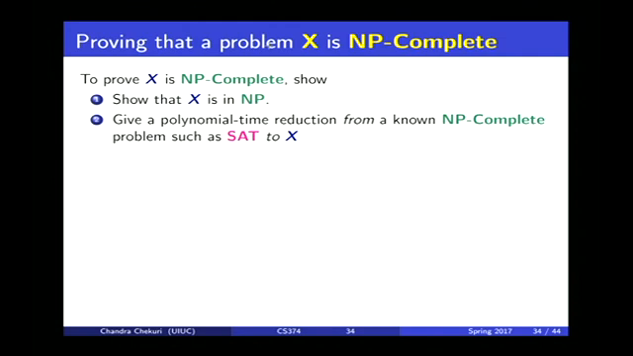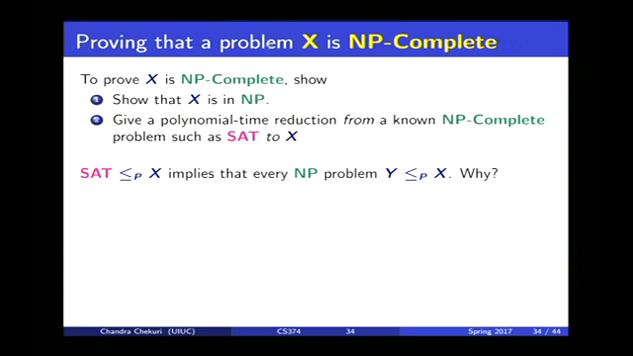Once I have shown my problem is NP-complete, I can give it to my friend, and my friend can use that to prove that something else is NP-complete. Because you can start with any NP-complete problem, you don't have to start with SAT. Once you know that some other problem is NP-complete, you can use that too. So that's very nice.